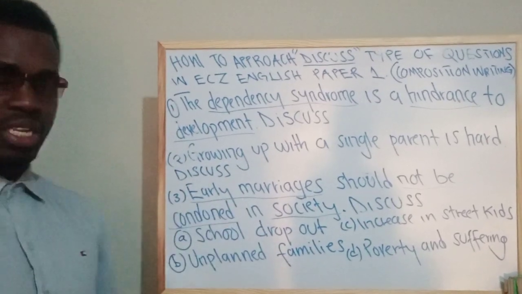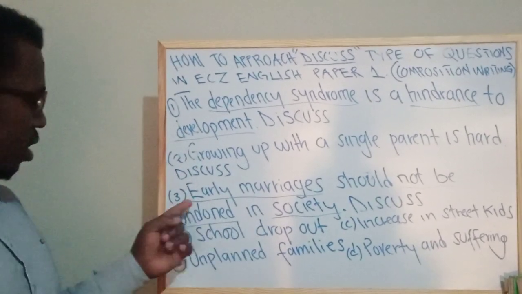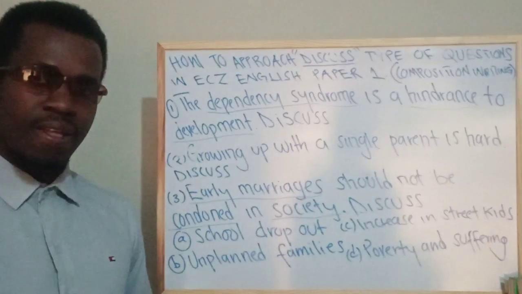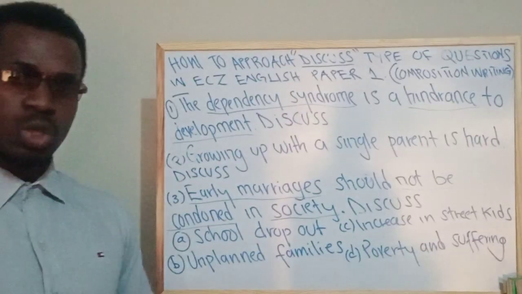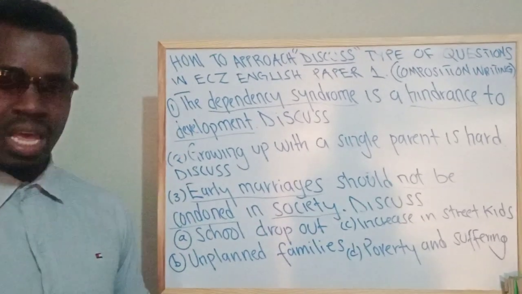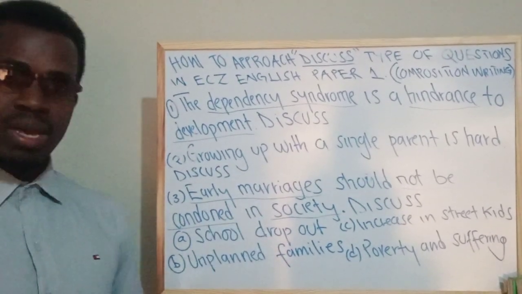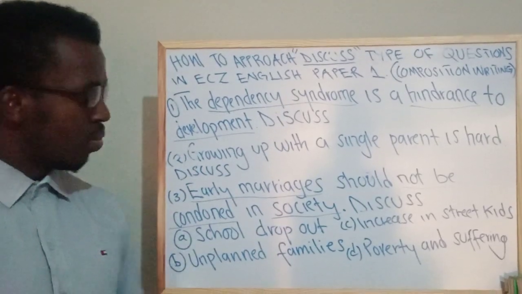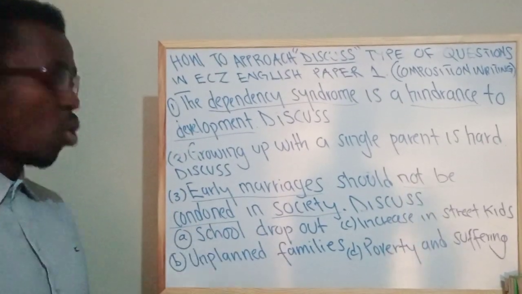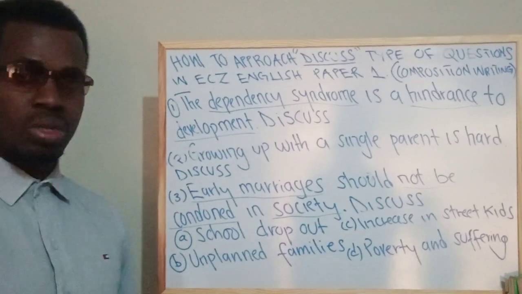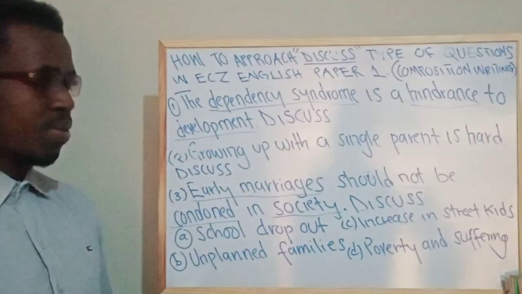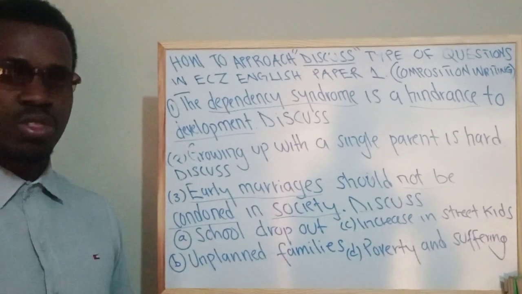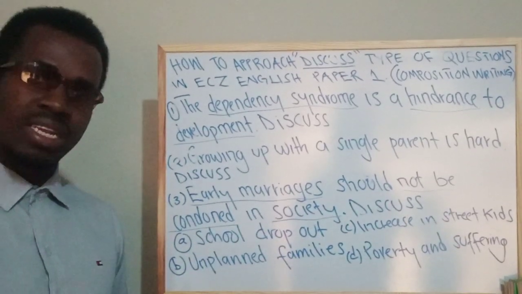We go to the next one. Early marriages should not be condoned in our society. We identify key terms and phrases again. So, for example, we have early marriages, then we have not be condoned, and the society. Usually, such kind of issues again are reflective of what we go through in our society.